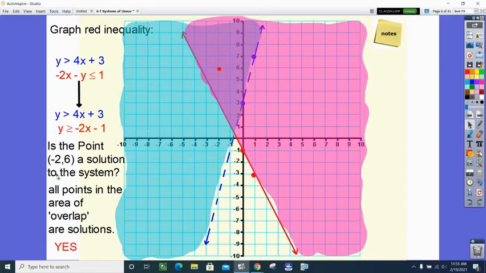Now, the other way you could have checked to see if it was a solution is to put the -2 in for x and the 6 in for y and checked both inequalities. You'd have to do it in the blue and the red. That would be called checking it algebraically. Checking it geometrically, graphing, would be to look at the graph like we did at first. Either way, the answer should be yes.